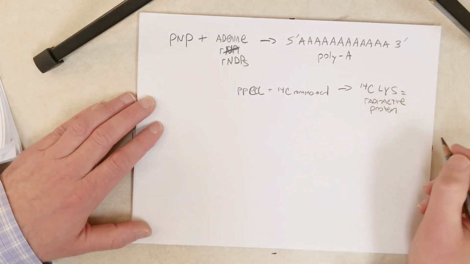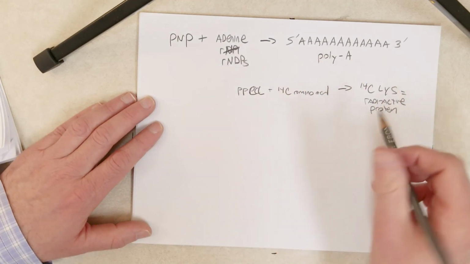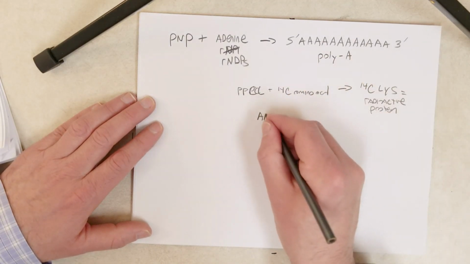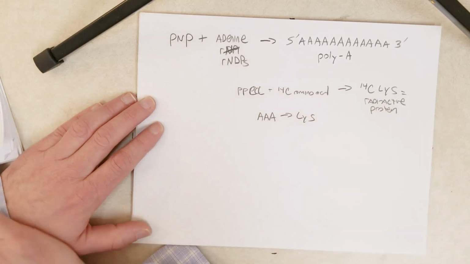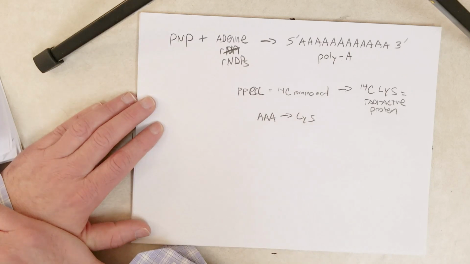None of the others worked. Okay, so what does that mean? That means AAA specifies lysine. So now we're down to 62 codons to solve.